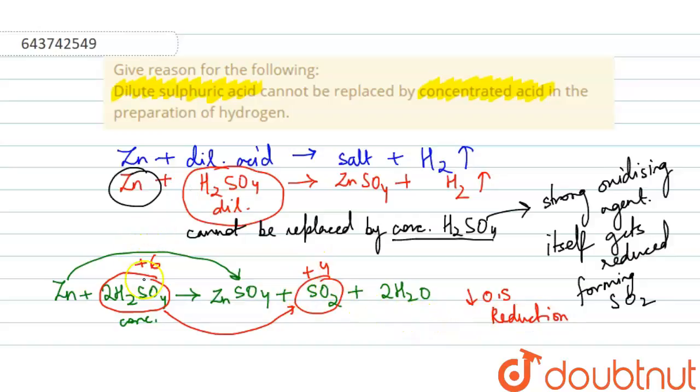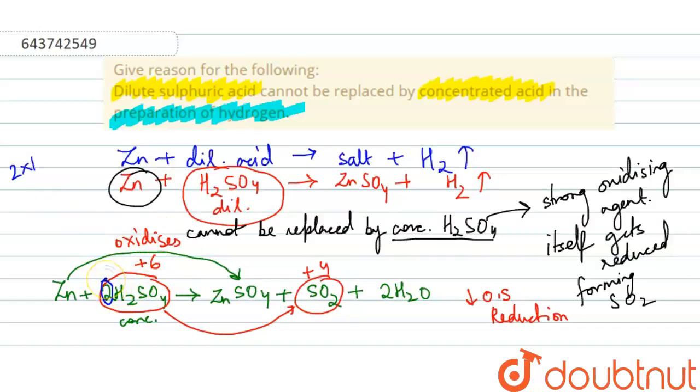So this concentrated H2SO4 oxidizes zinc and itself gets reduced, and therefore no hydrogen is formed. So if no hydrogen is formed, can it be used in the preparation of hydrogen? This is impossible. So let me show you how to calculate the oxidation state.